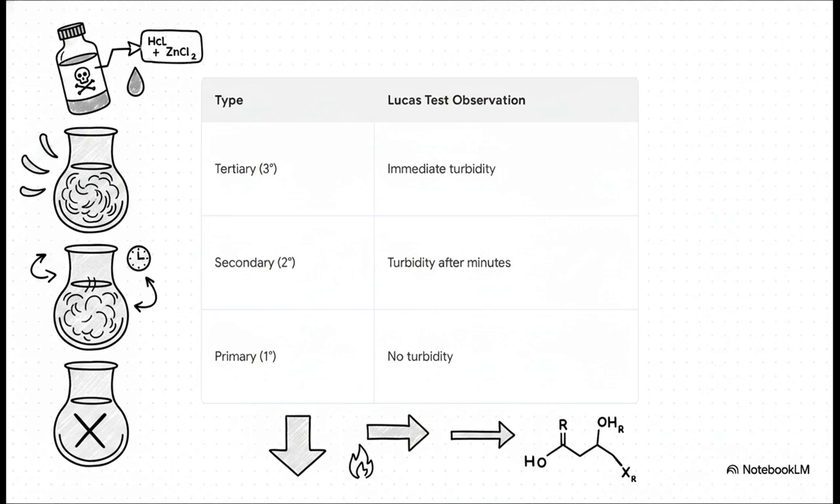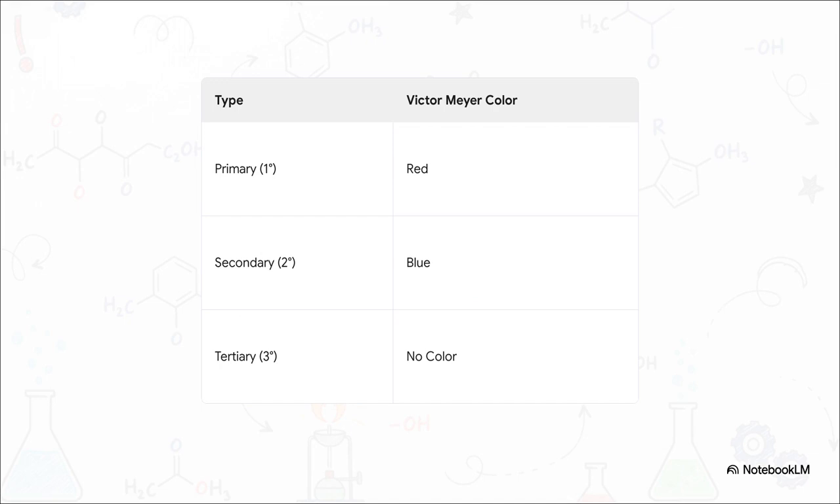None at all. We also have the classic Victor-Meyer test. It produces a brilliantly simple, colorful sequence to help identify your compounds. After a series of reactions, a primary alcohol turns bright red, a secondary alcohol turns blue, and a tertiary alcohol remains totally colorless. So between the Lucas and Victor-Meyer tests, you can basically unmask any alcohol class out there.